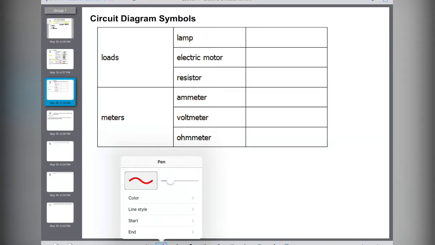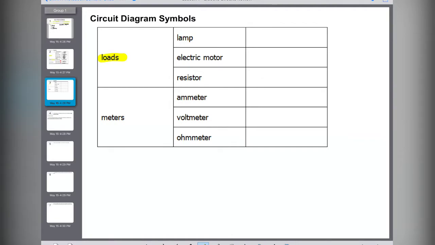Okay, a lamp. We're now moving on to loads. Loads are electrical appliances that convert the electricity into some other form of energy. Say, for example, a lamp will convert electricity to radiant as well as thermal, right? Heat and light. Electric motors convert electricity into kinetic energy, right? It's going to start turning, and then a resistor turns it into heat.